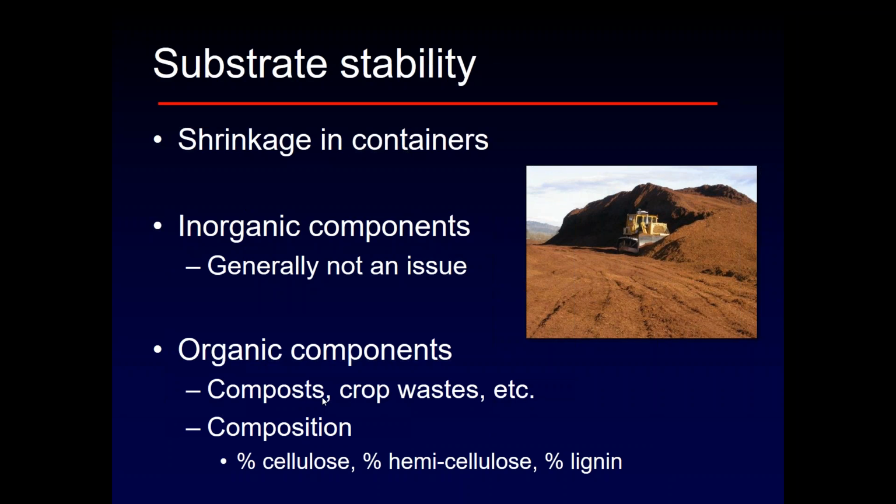So I want to make a few comments about substrate stability. One of the things, and this is especially true for long-term nursery crops, is shrinkage in the container. What I mean is you fill a pot up, you pot your plant, and several weeks or a month later, you see the level of that media going down in the container. That is a real problem, especially for nurseries and greenhouses that try to use compost and other agricultural byproducts that they may be able to find locally.